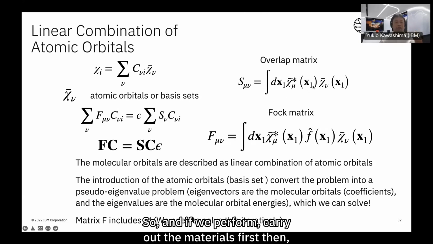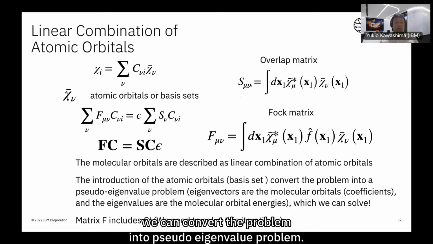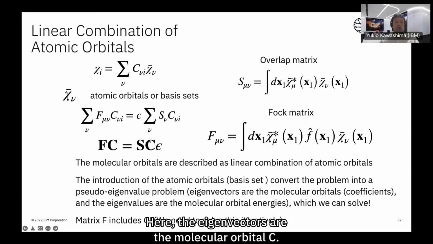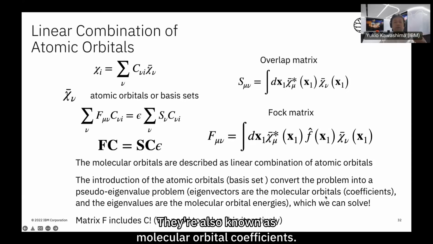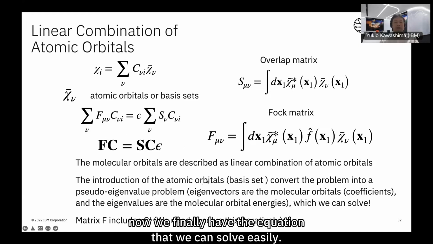And if we carry out the integrals first, then we can get the simple matrix form here. So what that means is that by introducing the atomic orbitals, we can convert the problem into a pseudo eigenvalue problem. Here, the eigenvectors are the molecular orbitals C. They're also known as the molecular orbital coefficients. And we also get the eigenvalues, epsilon here, which are the molecular orbital energies. So now we finally have the equation that we can solve easily.